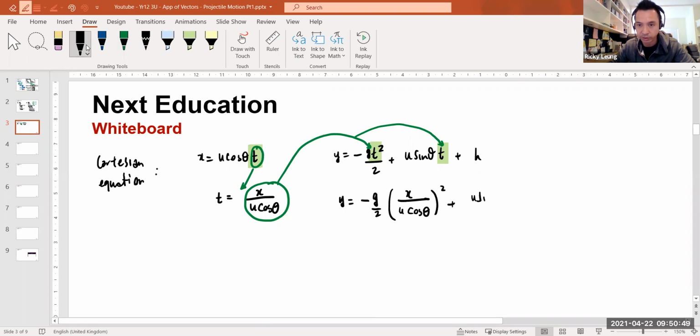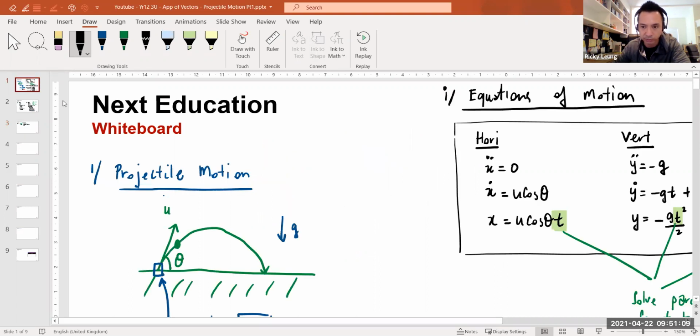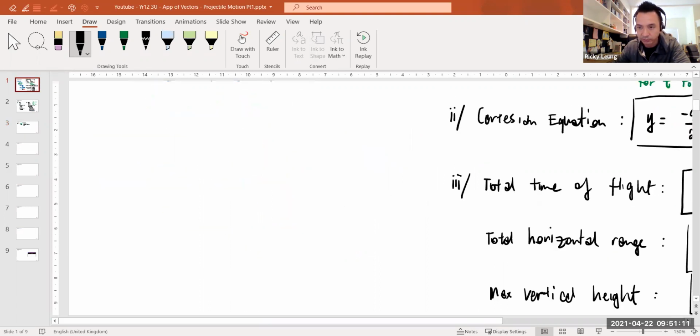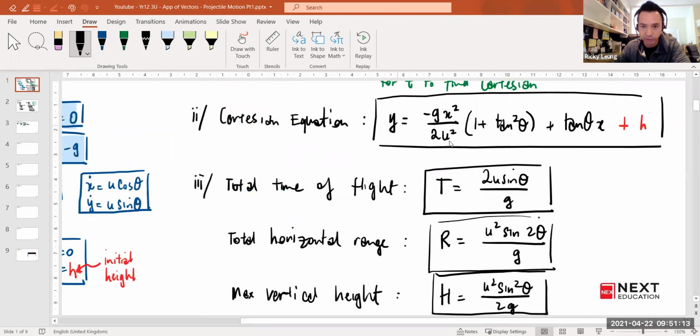Plus u sine theta times x on u cos theta plus h. So a few pieces of cleanup here, right? You get minus g times x squared on 2u squared. Oh, did I forget the u squared in the other? Might have, let me see. Just make sure. No, I got that there. U squared there, perfect, good.